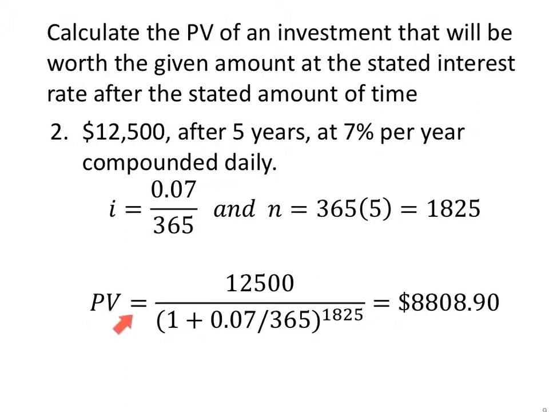The present value will be 12,500 that we want in the future, divided by 1 plus I, close parentheses, to the power of n, 1825. Hit enter on the calculator, let it handle it all at once. That's $8,808.90.